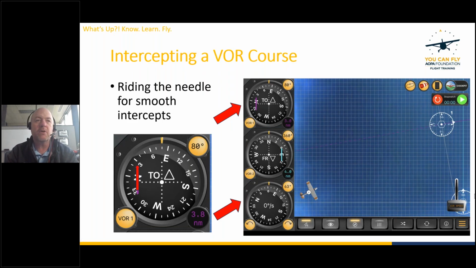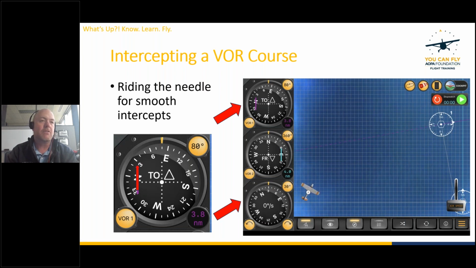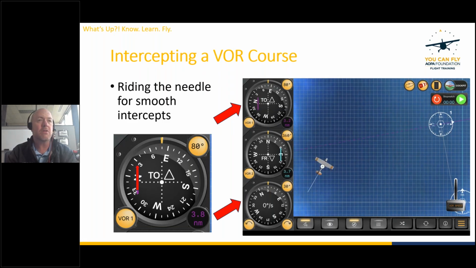So the first thing I do is I change my heading to about 030, and then we start the airplane moving. So I'm just going to click as we go. So watch here, the airplane starts to move. I'm flying about 030, waiting for that needle to move.